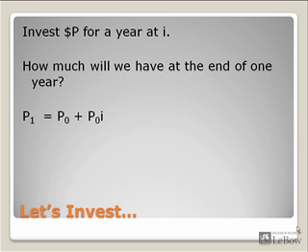Mathematically, we can write this as we have shown here. P1 is equal to P0 plus P0 times I. Or we can rearrange the equation and pull out the P0 and multiply it by 1 plus the interest. So in general, we can say that the future value, or the amount we will have at the end of the first year, will be equal to the amount we started with, in this case P0, multiplied by a factor of 1 plus the interest rate for that year period.